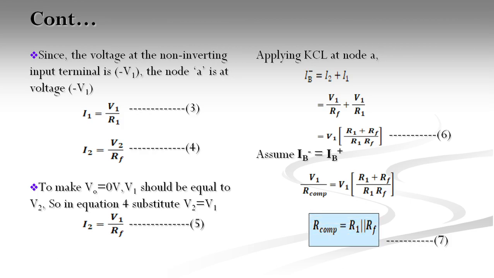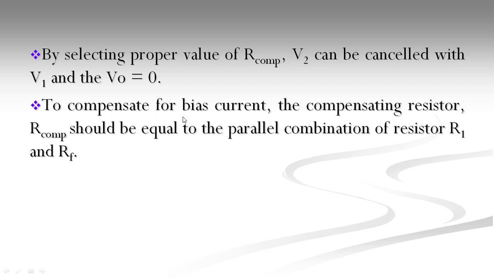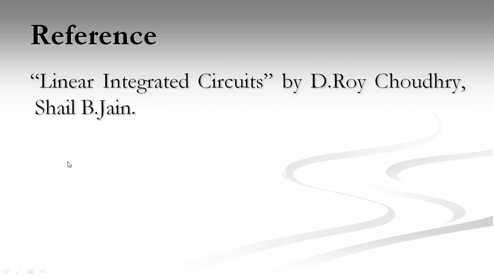So this is the conclusion part. What you infer from this is that by selecting a proper value of the compensation resistor, V2 can be cancelled with V1 and V0 will become 0 for the zero input condition. So to compensate for the input bias current, the compensating resistor should be equal to the parallel combination of R1 and RF. The reference book used here is Linear Integrated Circuits by Roy Choudhury and Shail Jain.